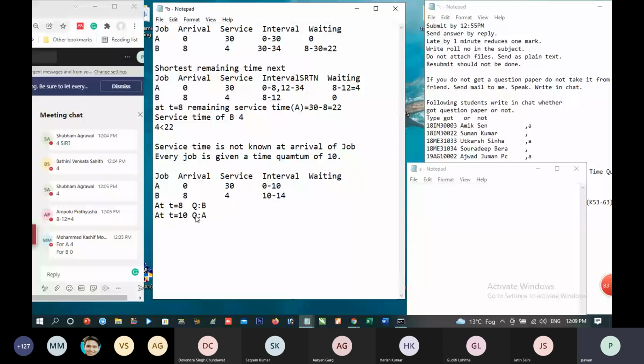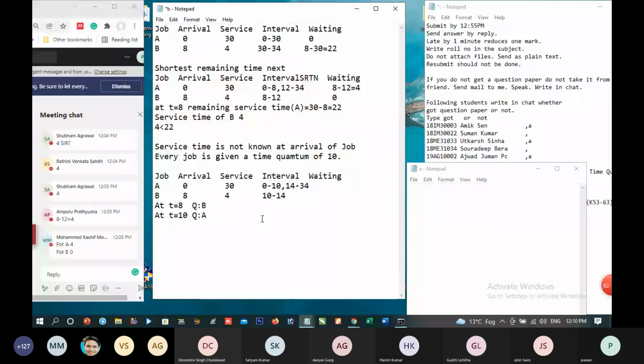Okay. Afterwards, from 14 to 24, job A is supposed to execute, but we see that there is no other job. So in place of 24, it will continue till it finishes. So this was the method of round robin.